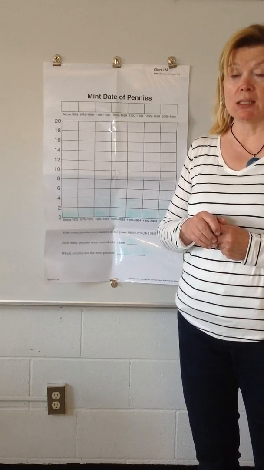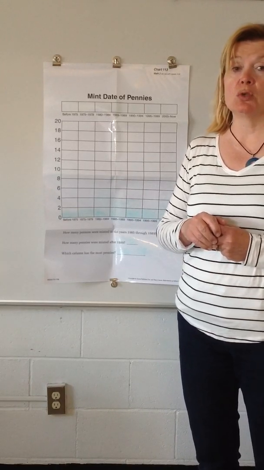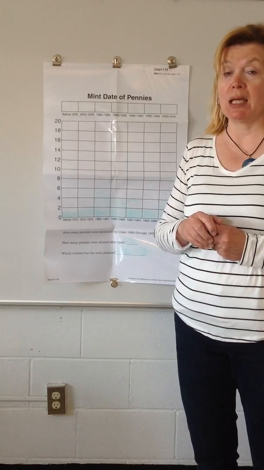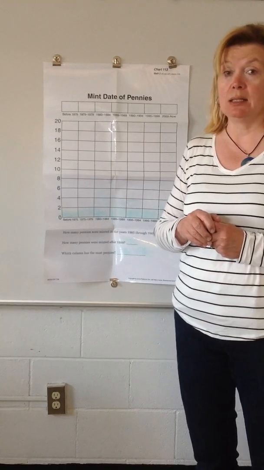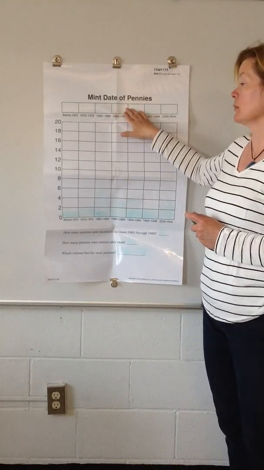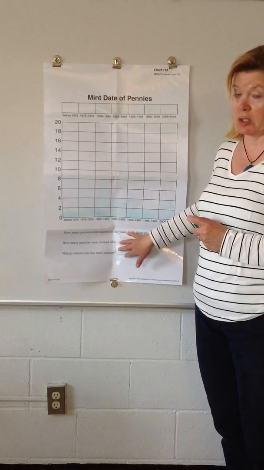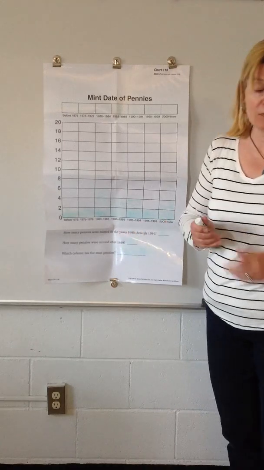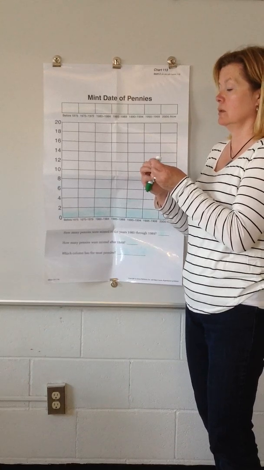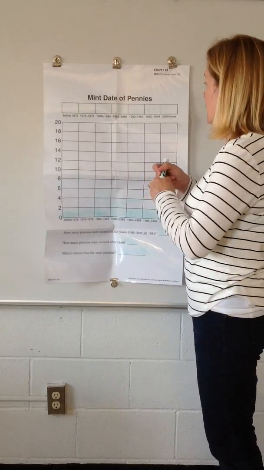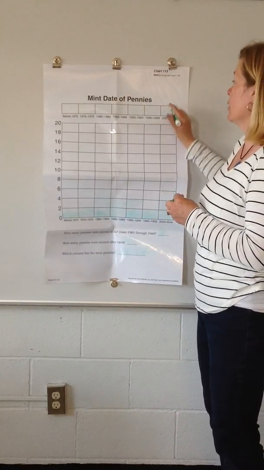So take out your pennies, pick up your first one, and see what the date is on it. I am going to use 10 pennies for the math lesson today. Remember, you have 20 pennies that you are going to tally at the top and that we're going to use for the graph. And then after that, we have some questions to answer. So let's start with our first penny. I have 2004. So I'm going to put a tally mark in that space up here, 2000 to now.